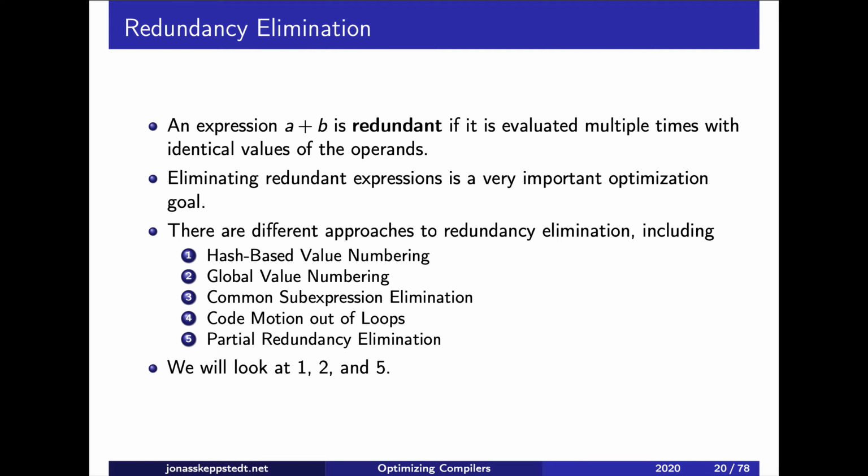We say that an expression a plus b is redundant if it is evaluated multiple times with the same values of the operands. Redundancy elimination is a very fundamental and important part of code optimization for compilers. There are different algorithms for doing that, and we will start with global value numbering, and there are two versions of it. One that is used during translation to SSA form, and another which is done after.